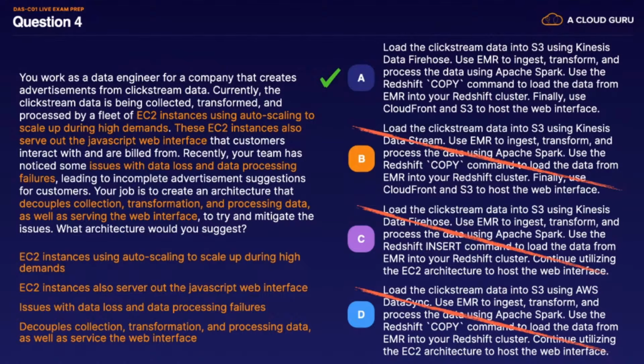That's another little hint in there with Redshift. There is one answer that has insert instead of copy. Insert is less efficient than copy, because what copy is going to do is actually read the data from wherever it's stored, which is typically an S3 bucket, and load it into our Redshift cluster. So if we're going to fill out that answer, EMR is going to ingest, transform, and process the data and put it back into S3, where Redshift will pick it up and load it into the cluster.